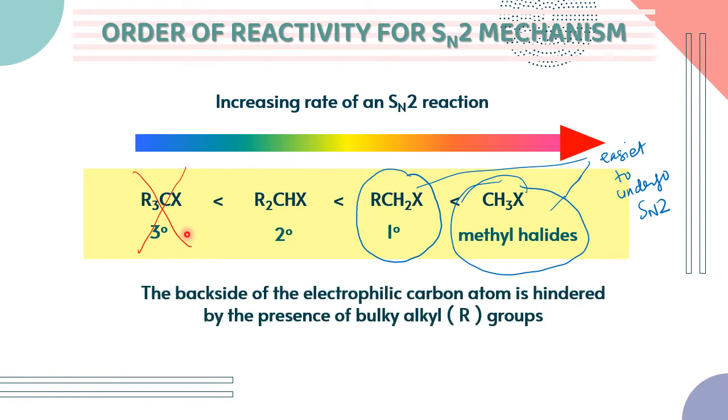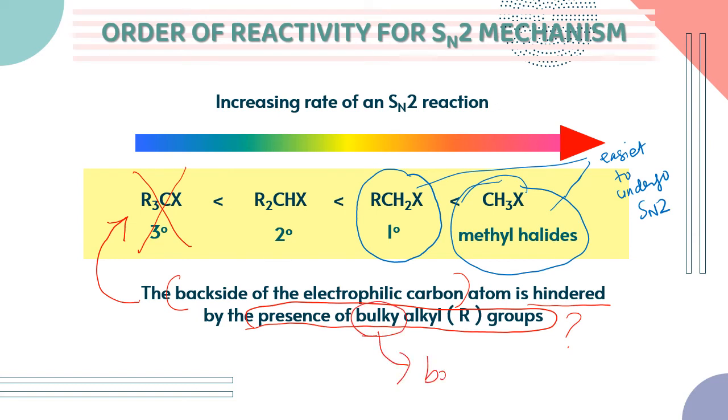Okay. Kenapa? Sebab the backside of the electrophilic carbon is hindered by the presence of bulky alkyl groups. Okay, so statement ni adalah merujuk kepada kenapa tertiary haloalkane cannot undergo SN2 mechanism. Okay, apa yang dimaksudkan dekat sini? Backside of electrophilic carbon hindered by presence of bulky alkyl group. Okay, so first awak kena faham maksud perkataan bulky dekat sini adalah besar. Okay, so apa maksudnya dekat sini?